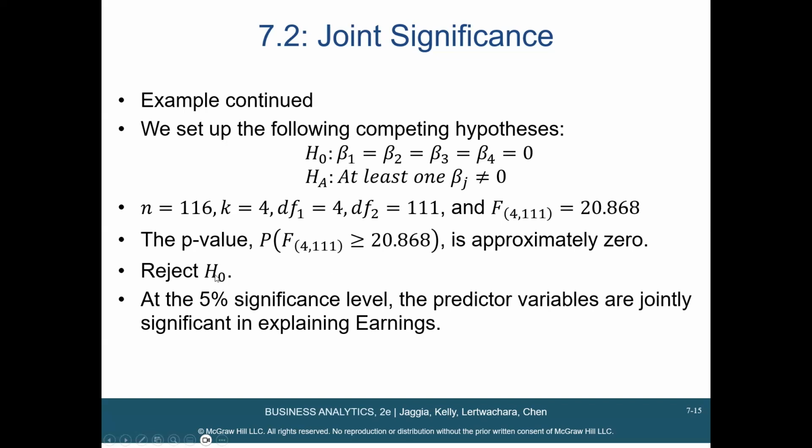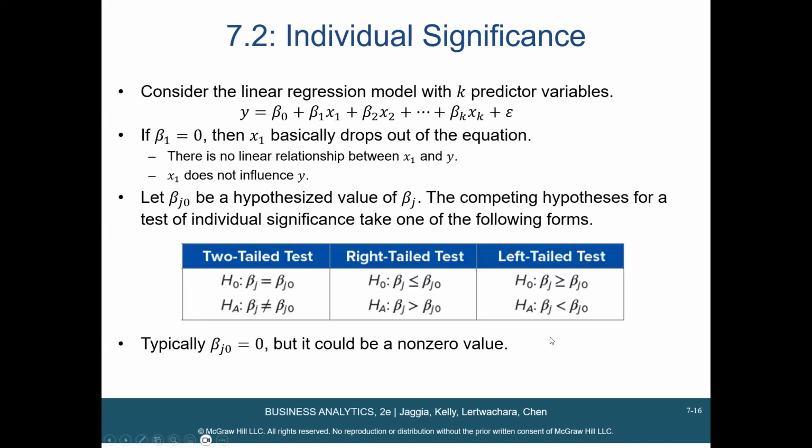So we're going to reject the null. And so we're going to say at a 5% significance level, the predictor variables are jointly significant in explaining earnings. So that's our green light. That means, yes, okay, there's something in this data. We may not know what it is at this point, and we're going to just try to make our best guess as to what the best model looks like at predicting earnings. So let's go down this road.